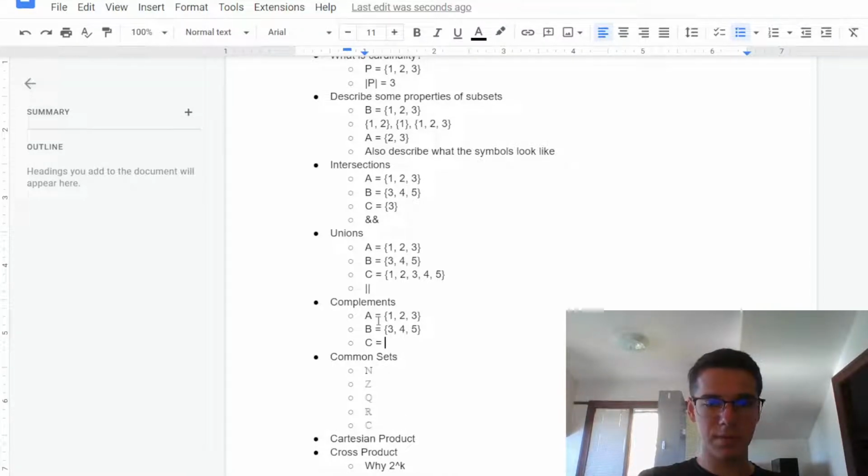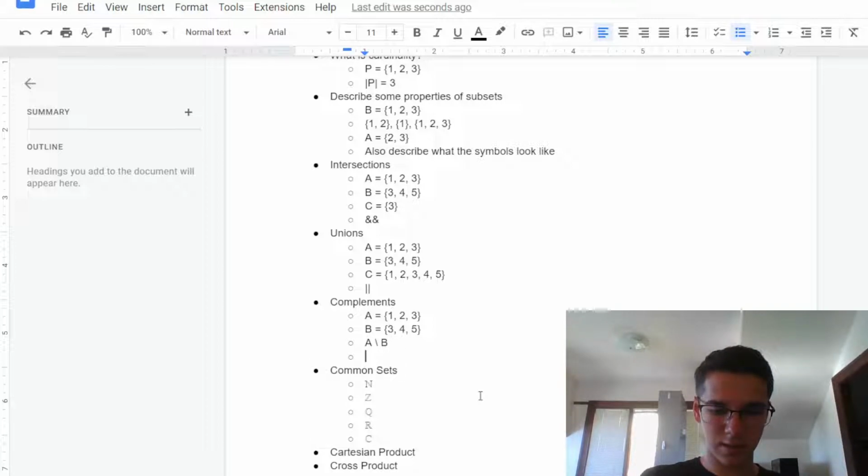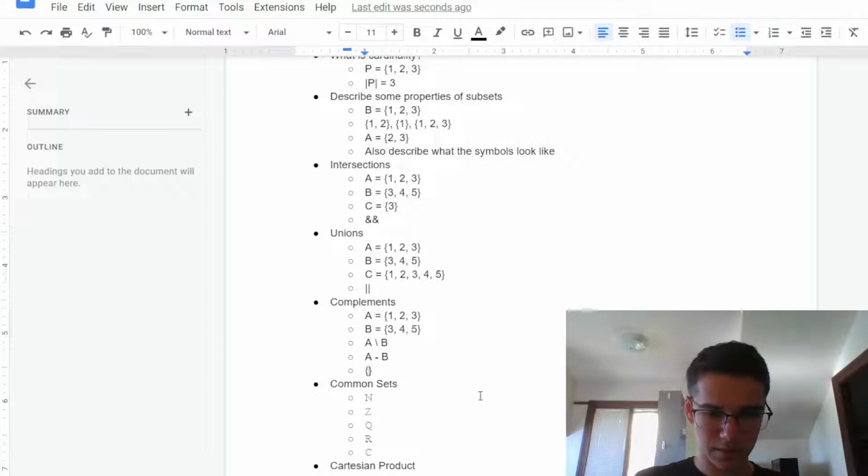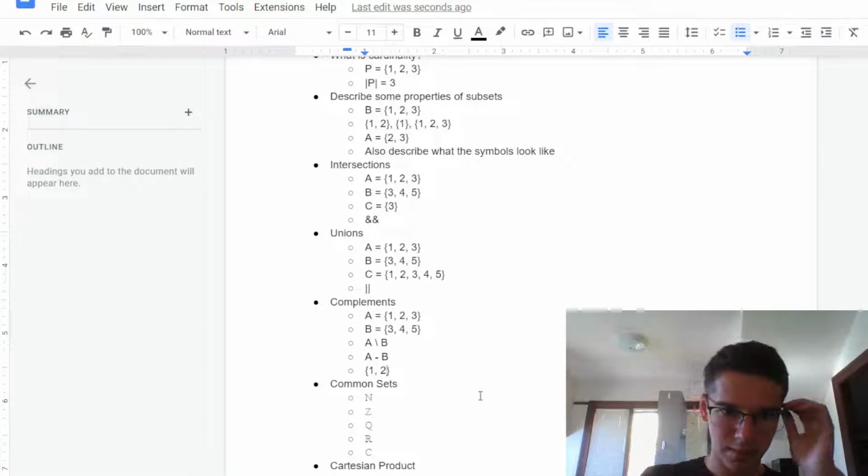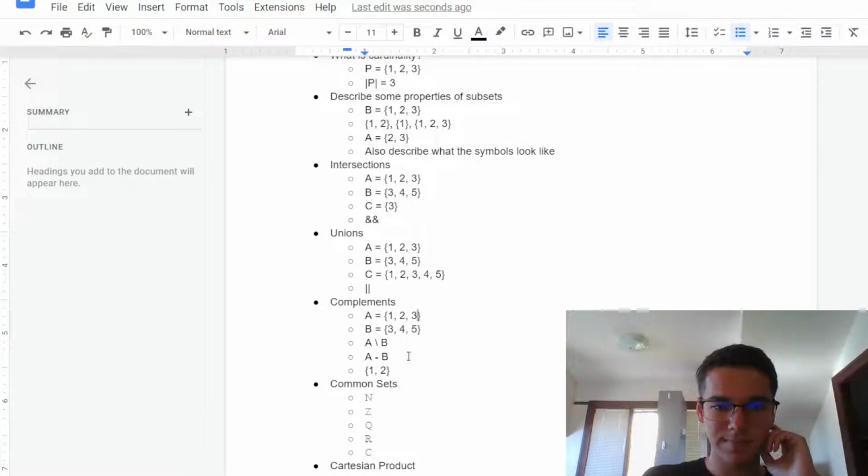The complement between two sets is everything in the first set that is not in the second set. What that would look like is this sort of slash, or it could also be A minus B. So it's everything that's in A that is not in B. And what that would look like as a set would be just the elements 1 and 2, because that's everything that's in A that's not in B.